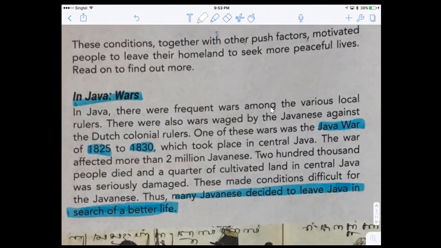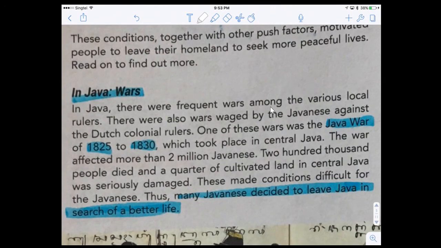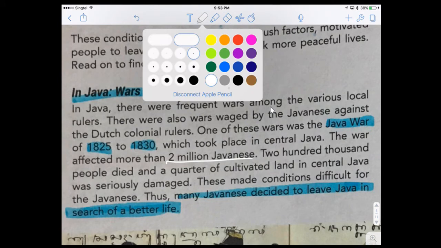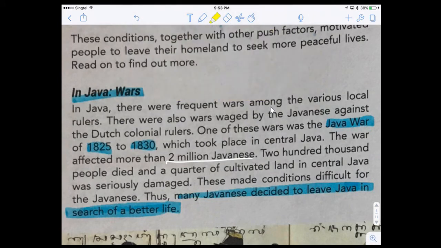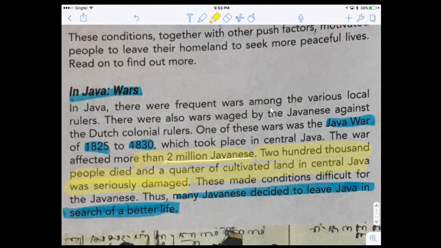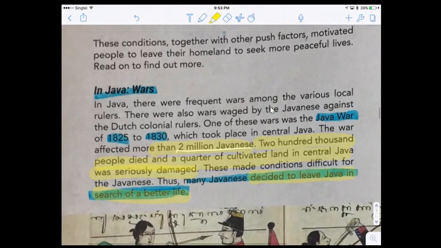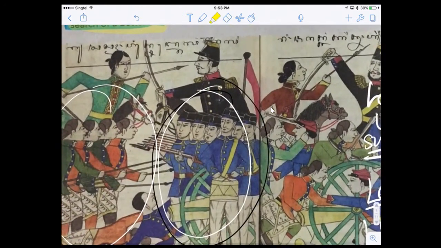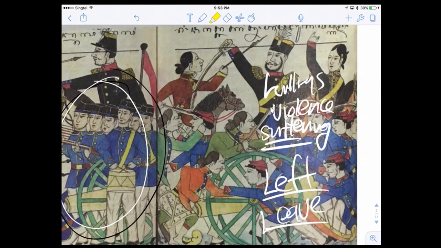Okay, so how many people were affected? 2 million. 2 million souls affected by this war. 200,000 people died. A quarter of the land damaged. No food to eat. And living in constant fear of death. So what do we do? We leave to search for a better life elsewhere. Okay, so this is one of the reasons why people are pushed out. Experience of hatred, experience of war, of bloodshed. That's why people have no choice but to leave.